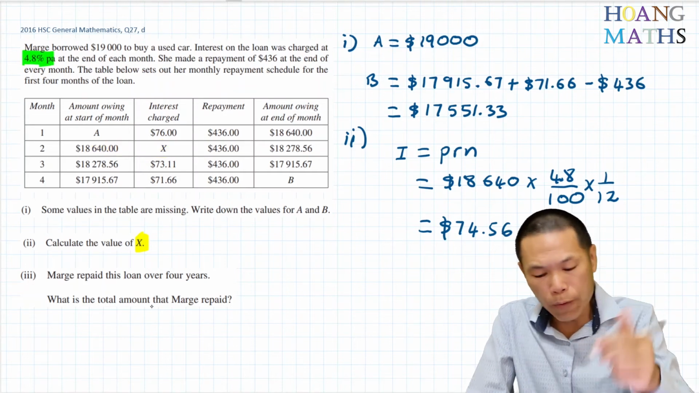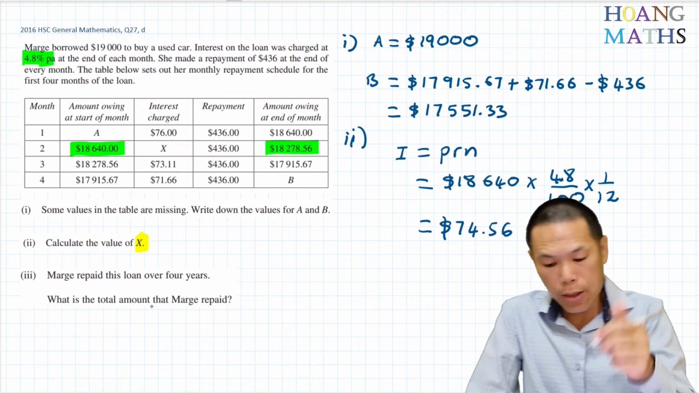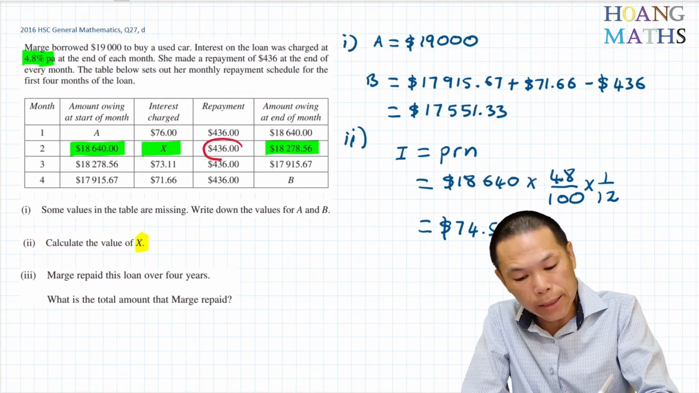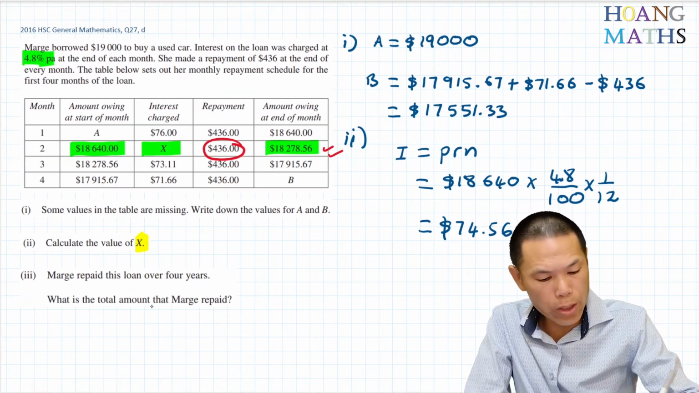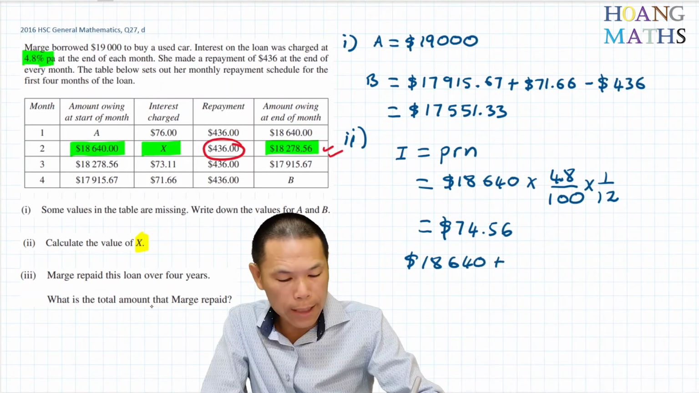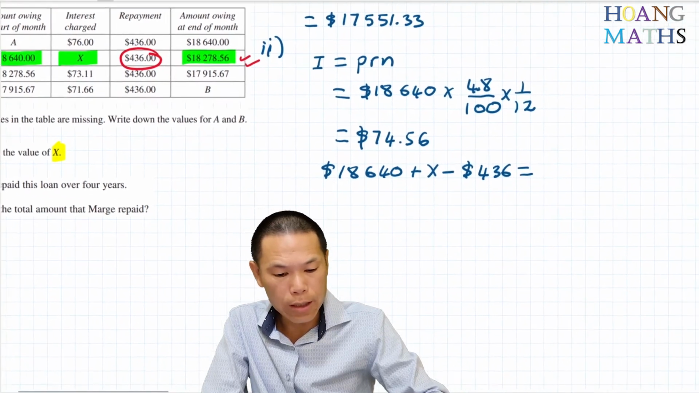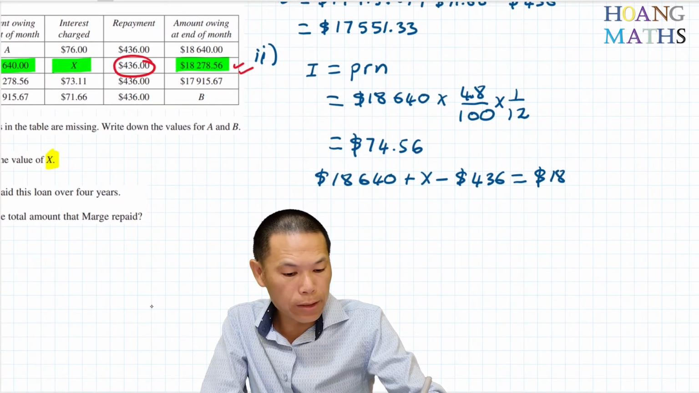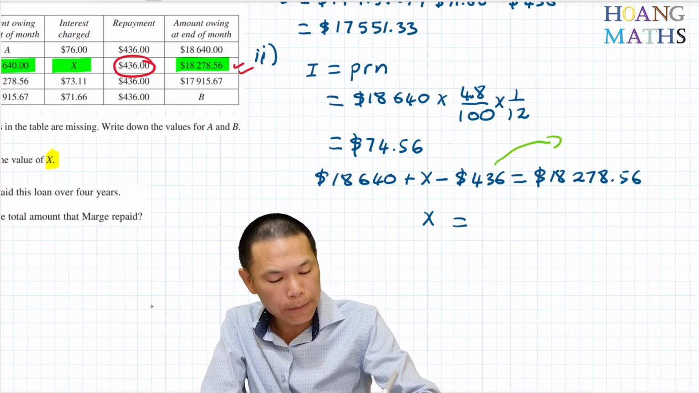So if you use a different method, of course, we know that to work out the balance, this amount is how much you owe at the beginning of the month, and then we add the interest, and then we minus the repayment to give us the balance, right? So therefore, to find the value of x, which is going backward, we know that 18,640, we plus the value of x, we're not sure what it is, and we minus the monthly repayment, that is $436. That will give us the balance. So the balance is $18,278.56.